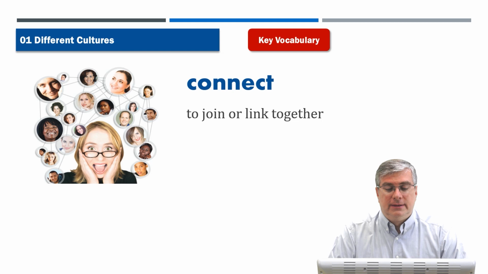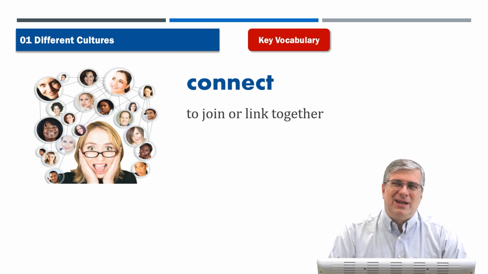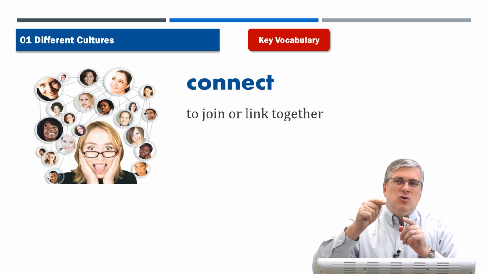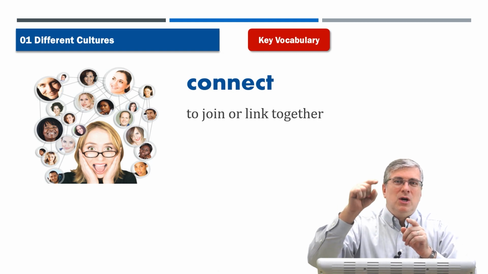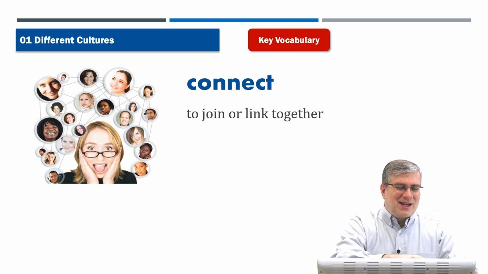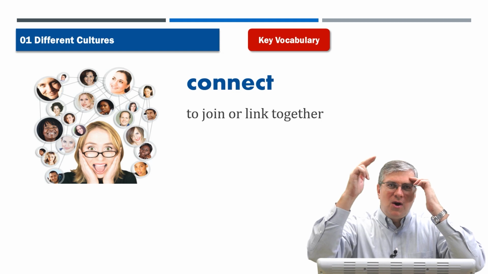Next we have connect. Connect means to join or link together. There's a famous idea about this, the six degrees of Kevin Bacon, that Kevin Bacon is a famous actor, and there's an idea that everybody knows somebody who knows maybe less than six people who personally knows Kevin Bacon, a famous actor.